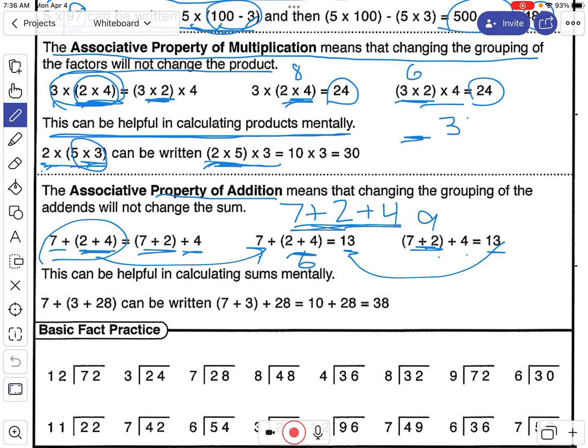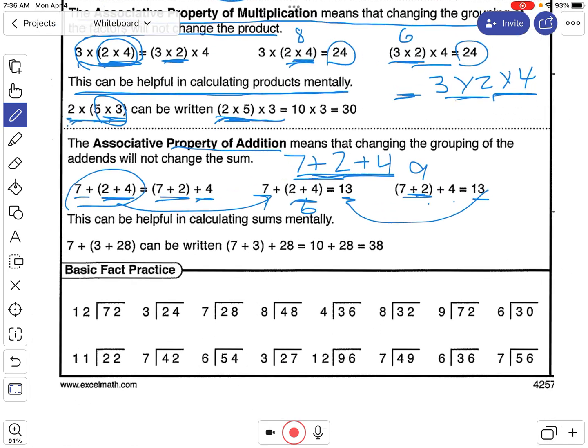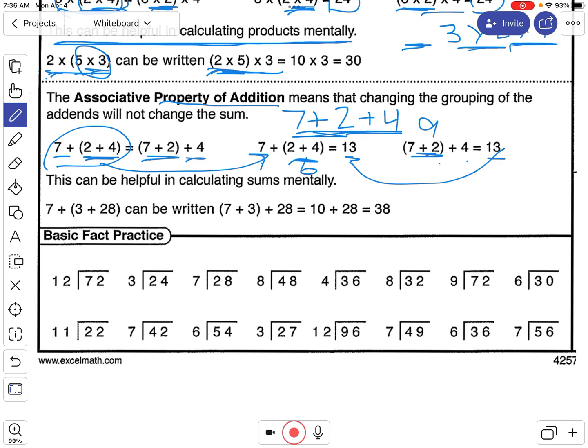What we just saw was that 3 times 2 times 4, it doesn't matter if I multiply that first or if I multiply that first. Okay, this also can be helpful when calculating sums mentally in your mind. 7 plus 3 plus 28, well, this is a little tricky, 3 plus 28, but if I do the 7 plus 3 first, that's 10. 10 plus 28 is 38. Easy to do in your head.